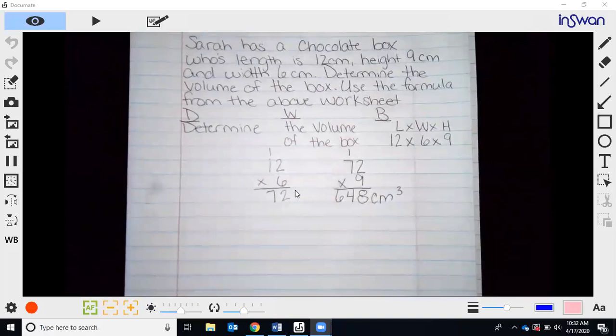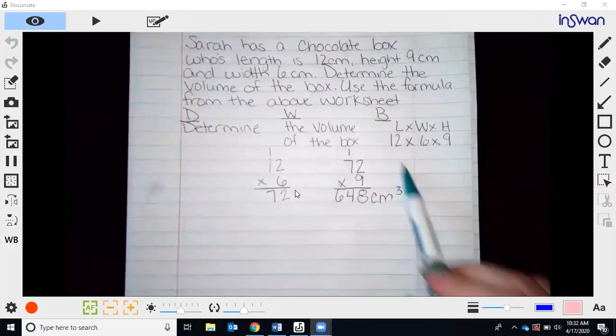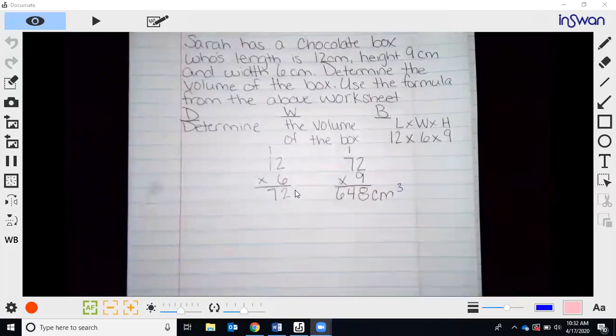So I always try to remember 3D. You got your 3 right here. 648 centimeters cubed. Those are the steps on how to do the problem. Make sure you also give me at least 1 or 2 sentences on how you solved your problem. And that's going to give you your full 4 points.